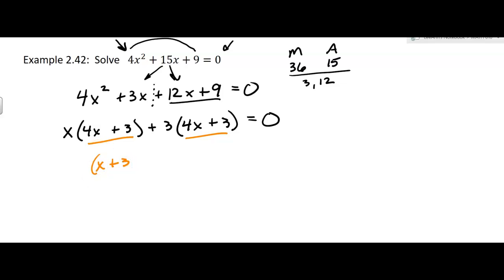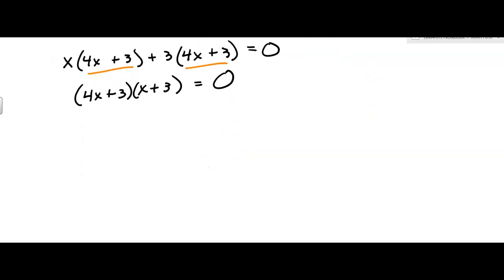Oh, you know what? Let me write it the other way. I always write it the other way, it seems like. 4x plus 3 times x plus 3. It doesn't really matter which way you write it, by the way.